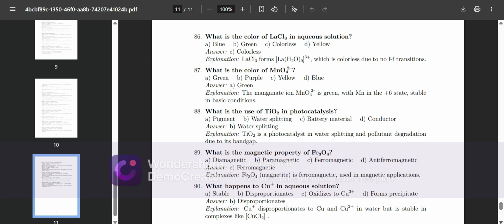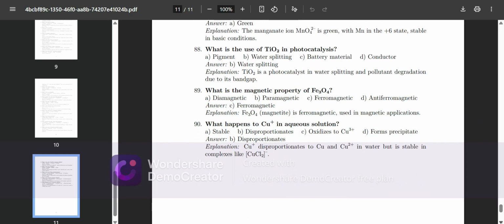What is the color of LaCl3 in aqueous solution? Colorless. LaCl3 forms [La(H2O)9]3+, which is colorless due to no f-f transition. What is the color of MnO4 2-? Green. The manganate ion MnO4 2- is green, with Mn in the plus 6 state, stable in basic condition.